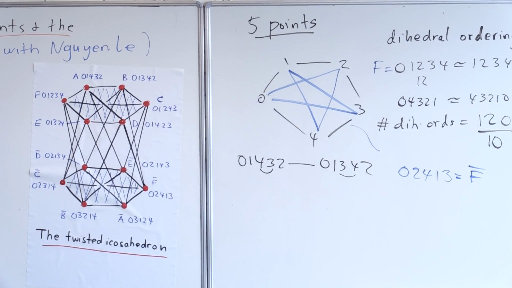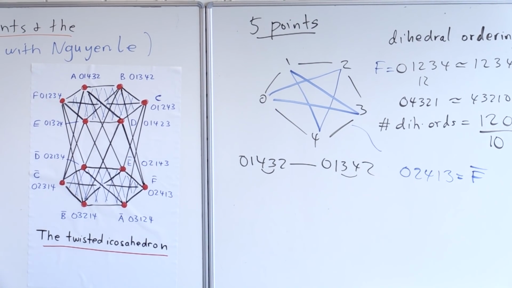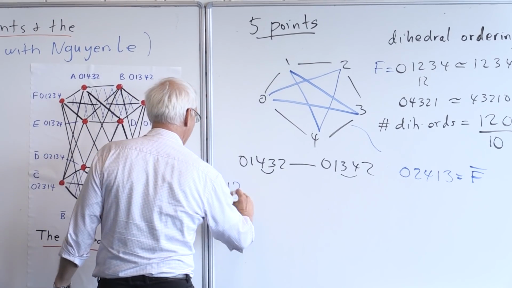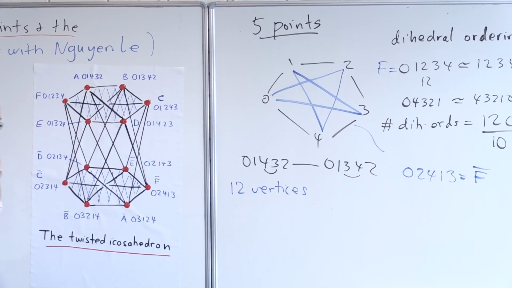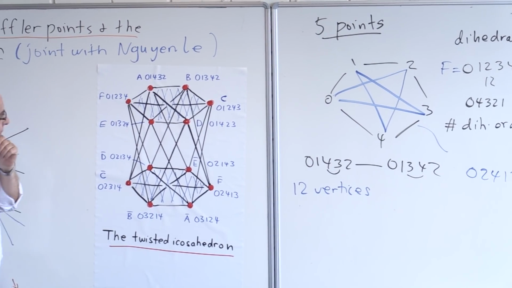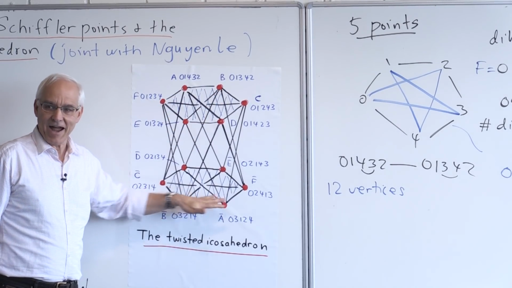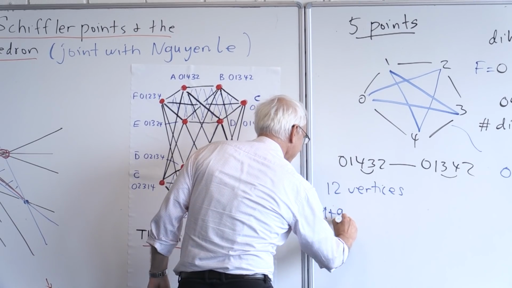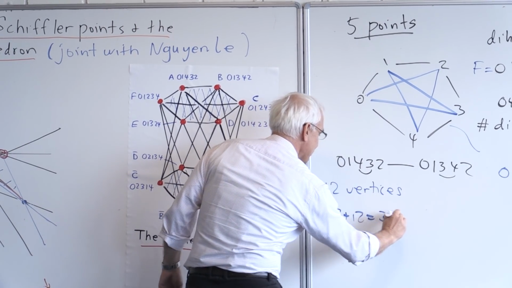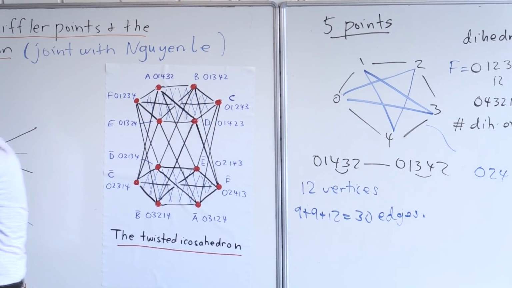Now, why should it be called a twisted icosahedron? Let's do some counting. First of all, this thing has 12 vertices, and it has how many edges? 30 edges, that's right. There's sort of 9 up at this level, and 9 at this level, and 12 in between. So we get 30 edges. And what about faces? Well, that's not so obvious because we haven't really defined what a face is.